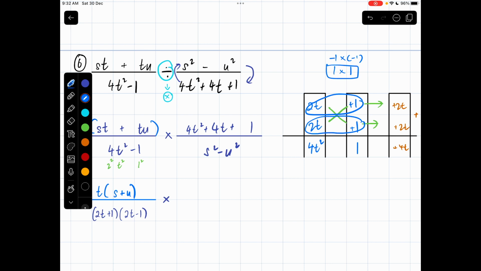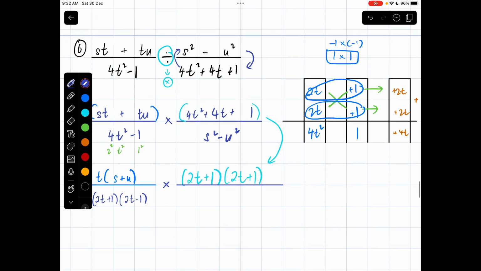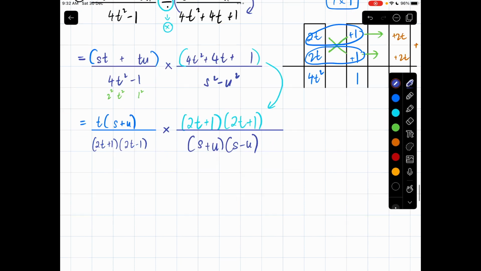So what we have here is 2t plus 1 times 2t plus 1. Right, this is the factorized form of these 3 terms. And finally, we have s squared minus u squared. Both are perfect squares, so we can use the a squared minus b squared concept, where we will get s plus u multiplied by s minus u. And that's it. We are done with factorizing.